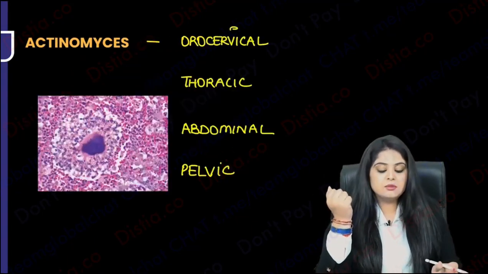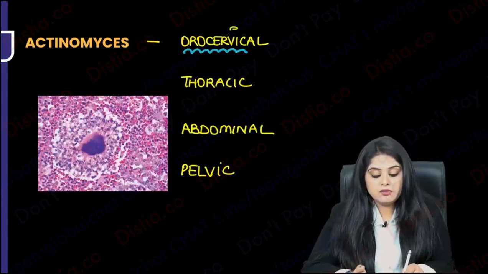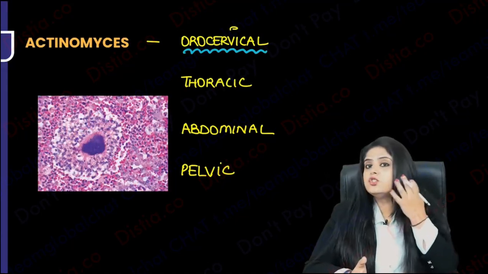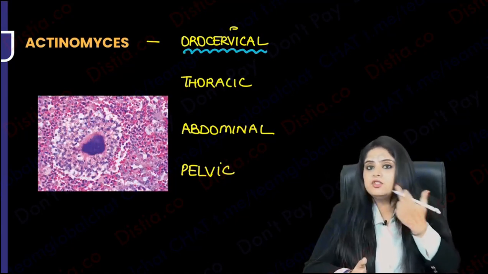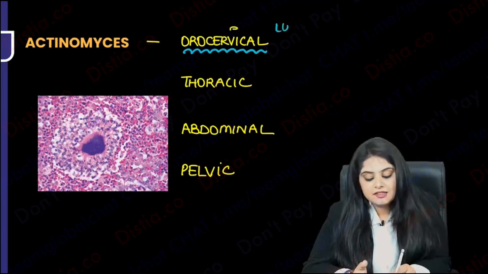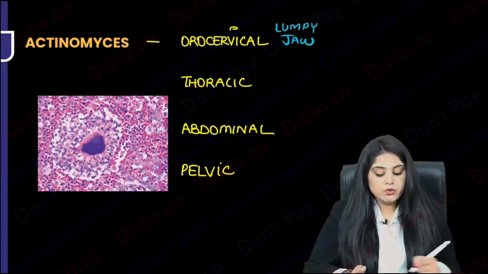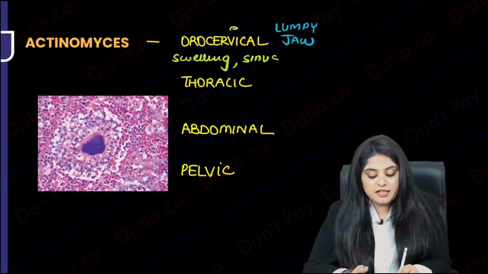There are different types of actinomyces that you have to know. Till now, what you've been reading, the mouth one, is the orocervical. Orocervical means it's going to involve the jaw, the neck, the cervical neck region, and the mouth. This region is going to be affected, and that is referred to as the lumpy jaw. So what is lumpy jaw going to show you? Lumpy jaw is a situation where you will see swelling of the jaw, and there will be multiple sinuses from which the discharge will be coming out.